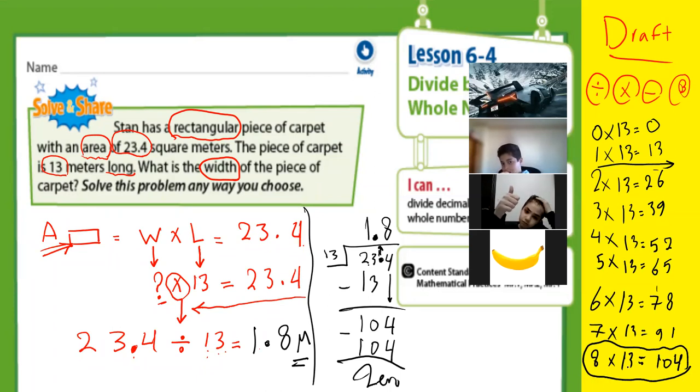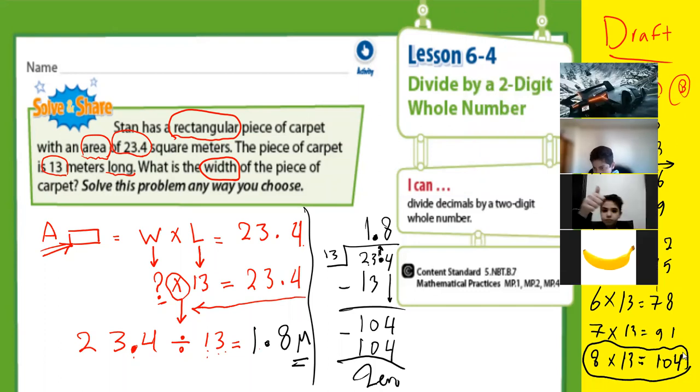Abdurrahman: Mister, I have a question. Can we make it without long division? No.